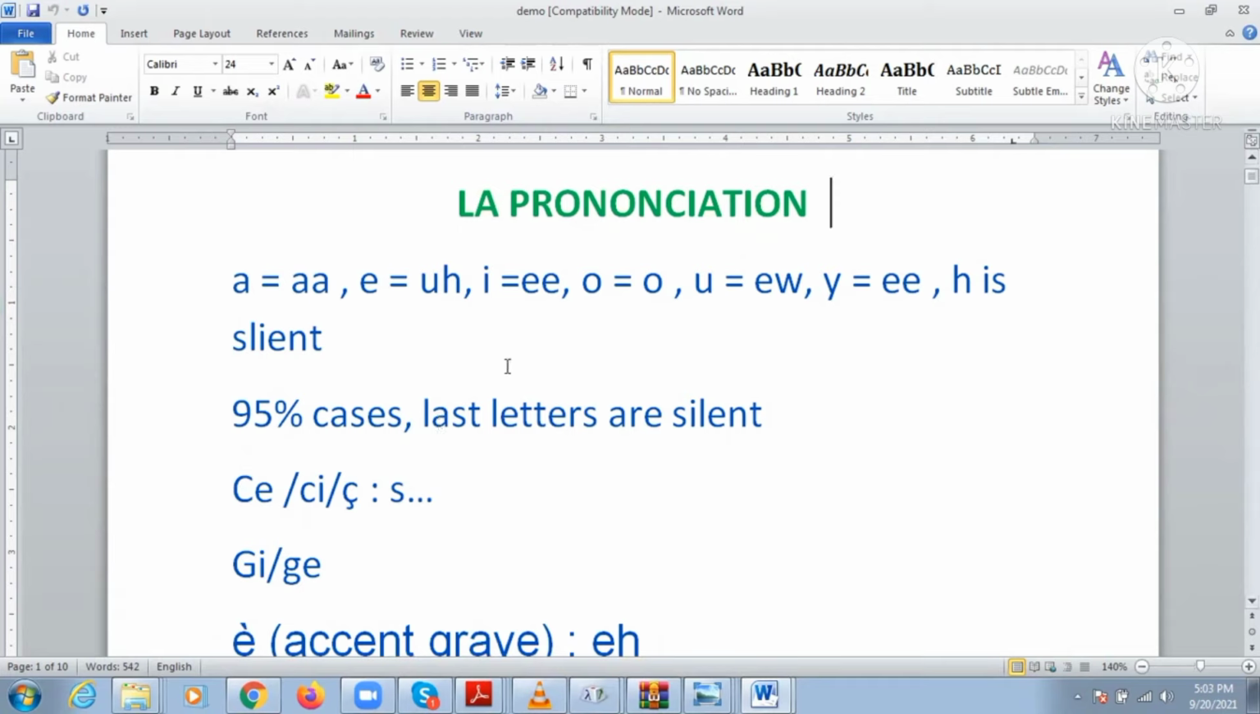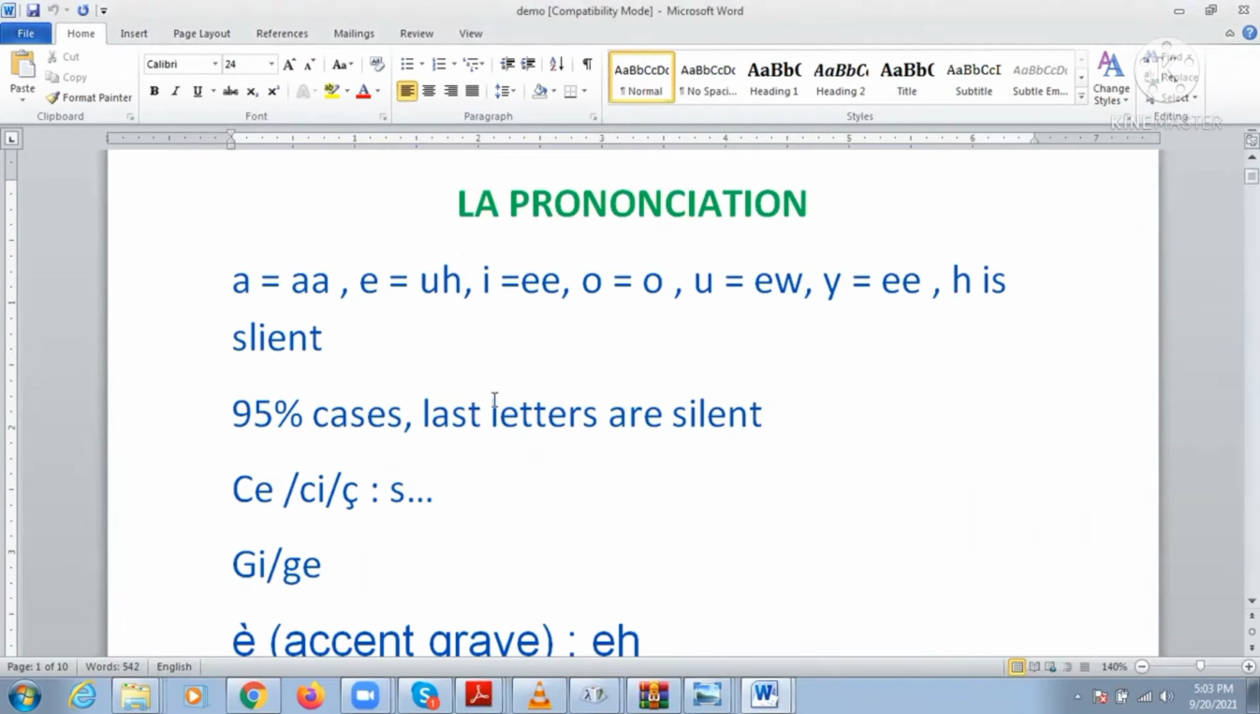So as we know, there are 7 vowels in French: A, E, I, O, U, Y, and H. The sound of A is A, E is E, I is pronounced as E, O is pronounced as O, U as EU. Y is also pronounced as E when it's part of a word, and H is silent.